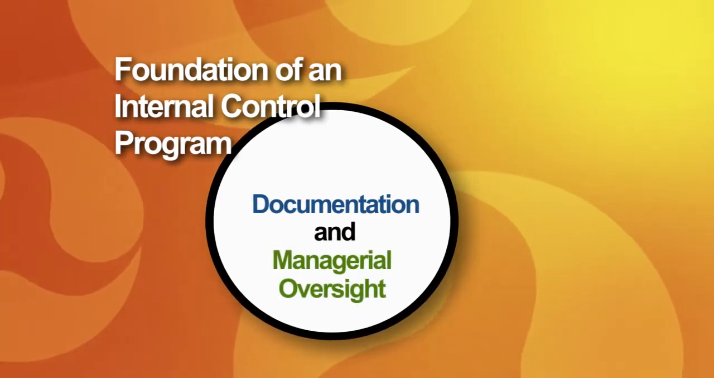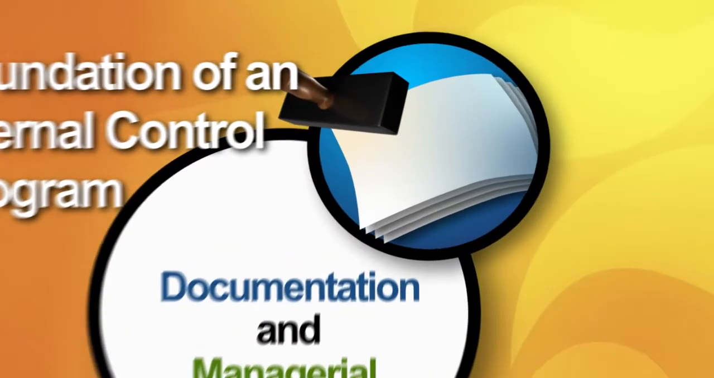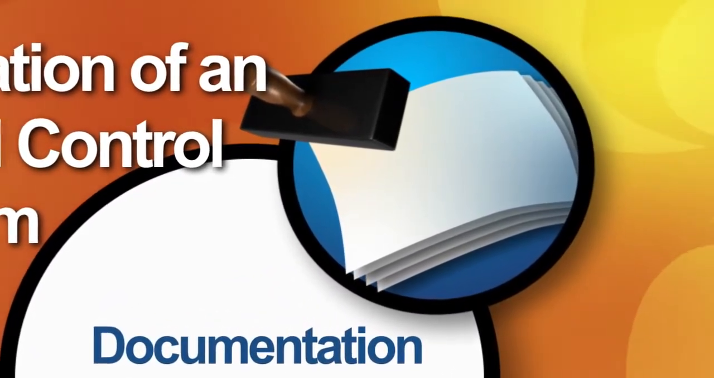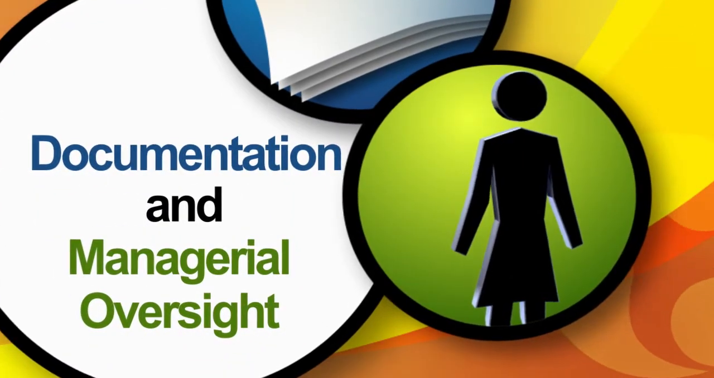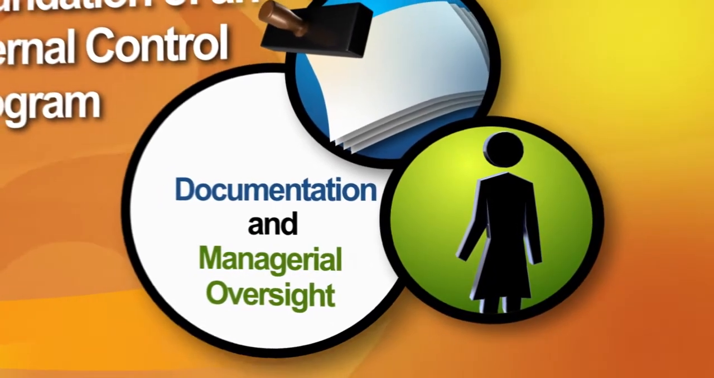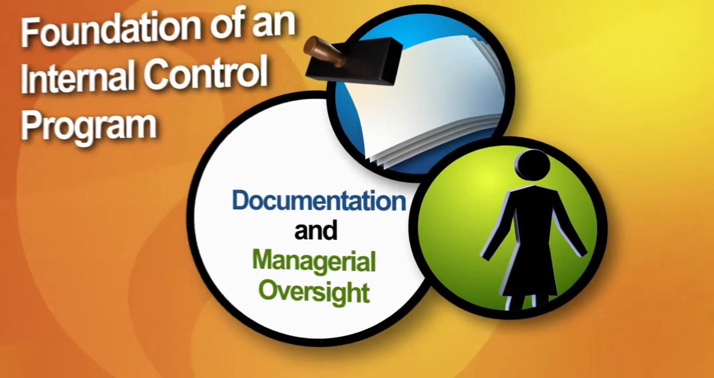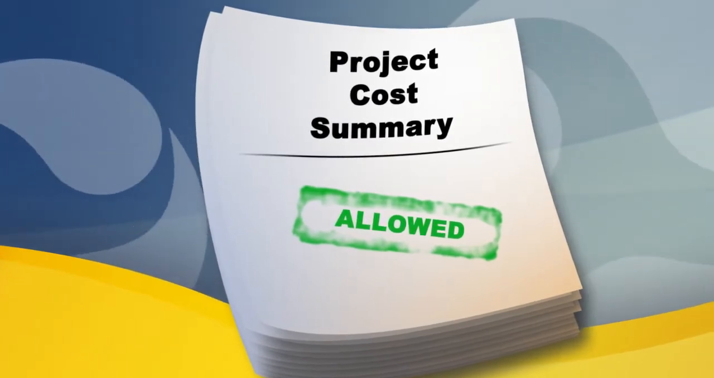The foundation of any effective internal control program is documentation and managerial oversight. If your organization doesn't have written procedural manuals or desktop instructions, it becomes difficult to demonstrate that it is following federal requirements. The same is true for managerial oversight. If no one is responsible for implementing and monitoring internal controls, it is reasonable to question whether any are being followed. The reality is, compliance auditors will place considerable emphasis on the quality of your documentation and overall control environment.